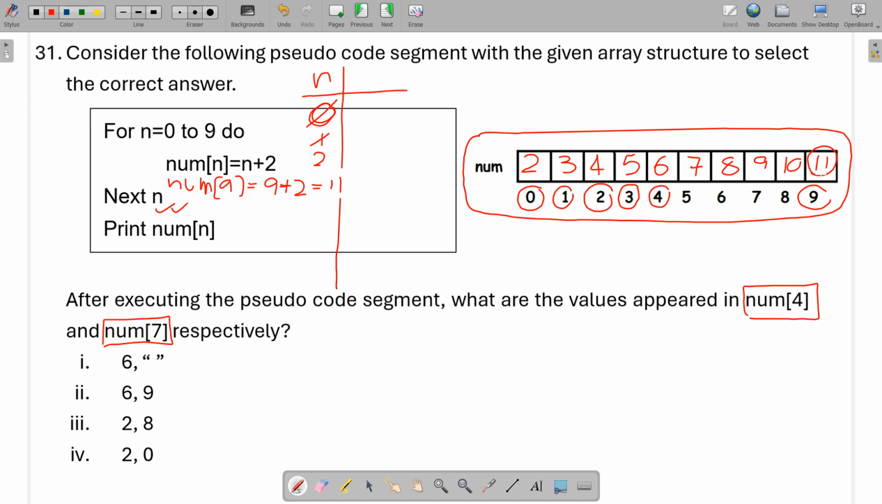Right? So in the question, they are asking what would be the values for num4, that means over here, and num7, that means over here. So the values are going to be 6 and 9. So the answer is going to be the second one.